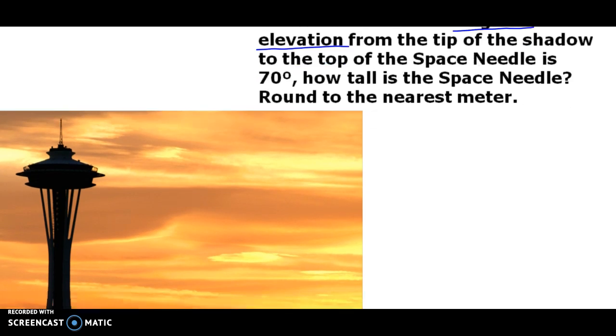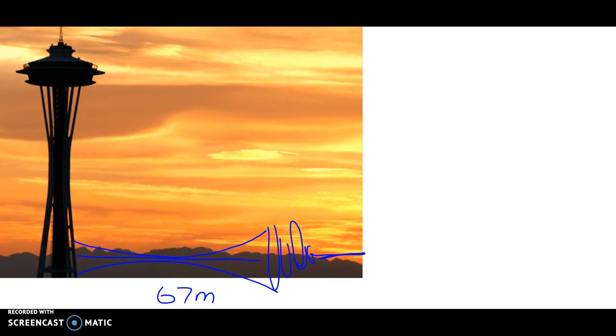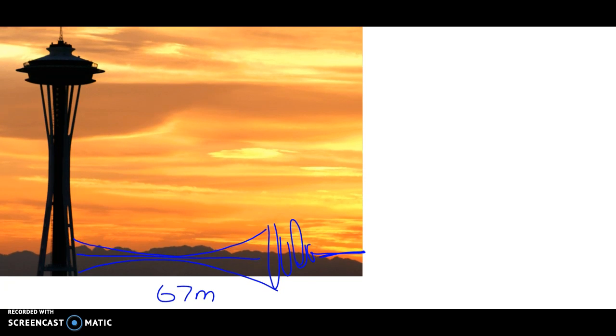There's an angle of elevation from the tip of the shadow. So where in this picture is the tip of the shadow? Up here? No, the tip of the shadow. So there's my horizontal line right there. And from the tip of the shadow, there's an angle of elevation, which means looking up to the top. And how many degrees is it? 70 degrees. So this here is a 70-degree angle.